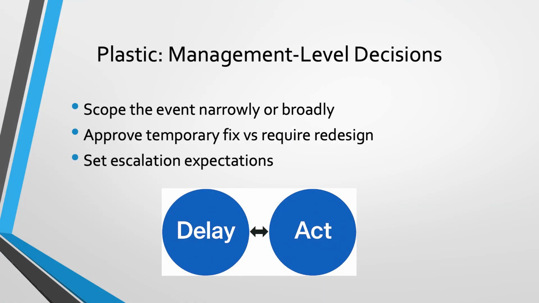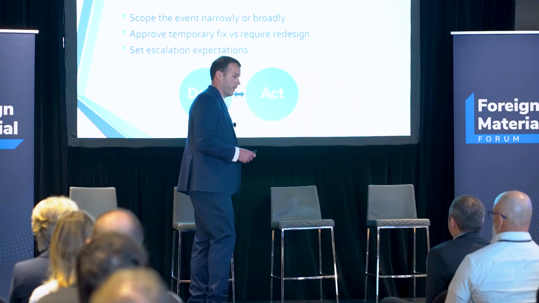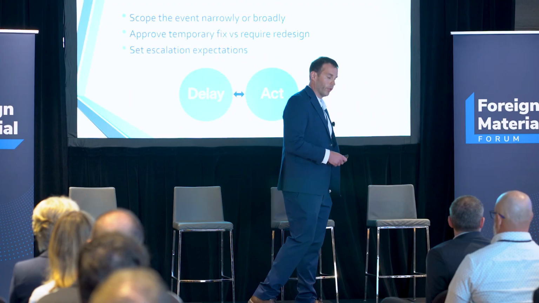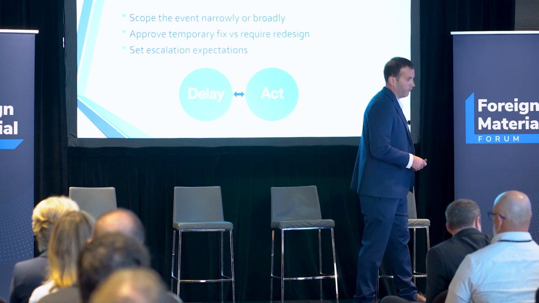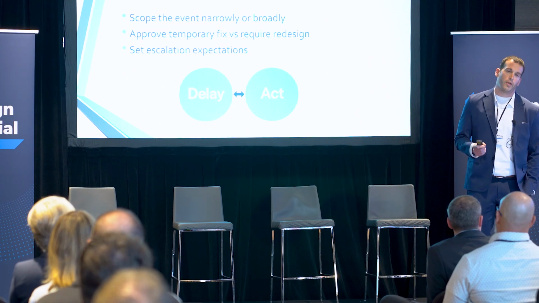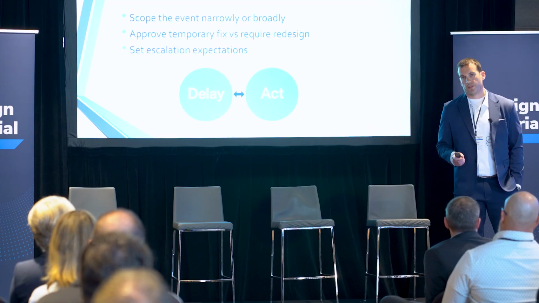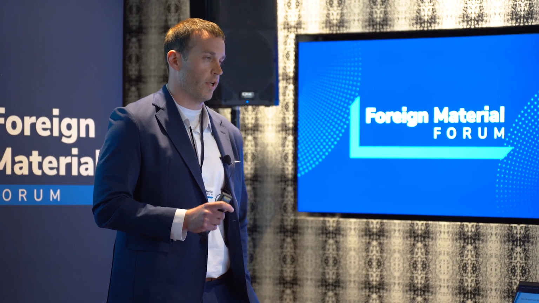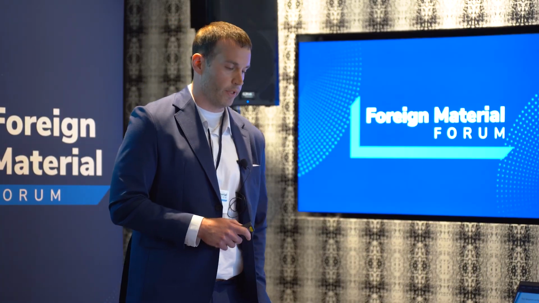So this is where management level decisions are going to drive the outcome for what follows. With that example, are we going to treat that as one isolated piece of the line, or are we going to take a step back and see where we may have risks throughout our process and other parts of it? Do we approve a temporary fix, or do we pause and require a redesign? And then finally, setting escalation criteria. Is there a clear threshold that the teams and the plants understand that this has gone on long enough, and is everybody aligned on where that line truly sits?